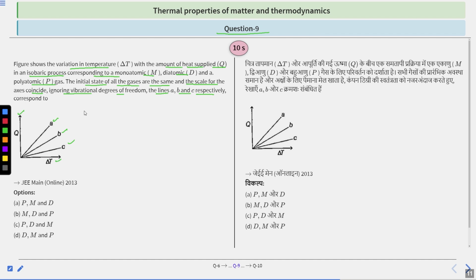Clear? So the question asks which one is the correct relation. Delta T is the variation in temperature and the amount of heat supplied is Q. So you have 10 seconds to solve this question. After 10 seconds, we will provide the solution of this question.